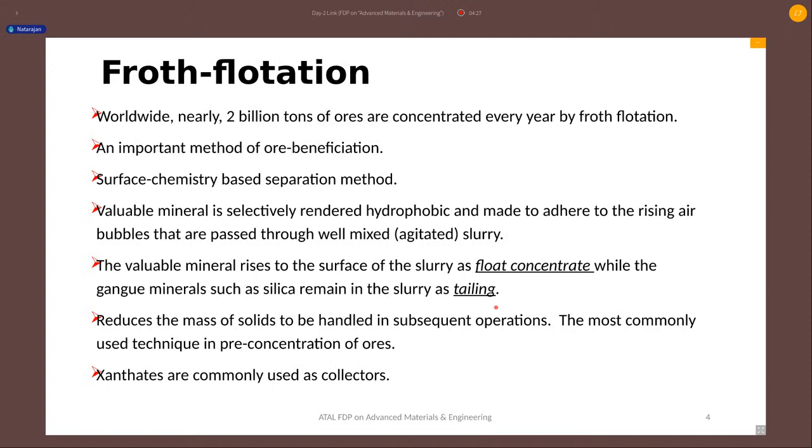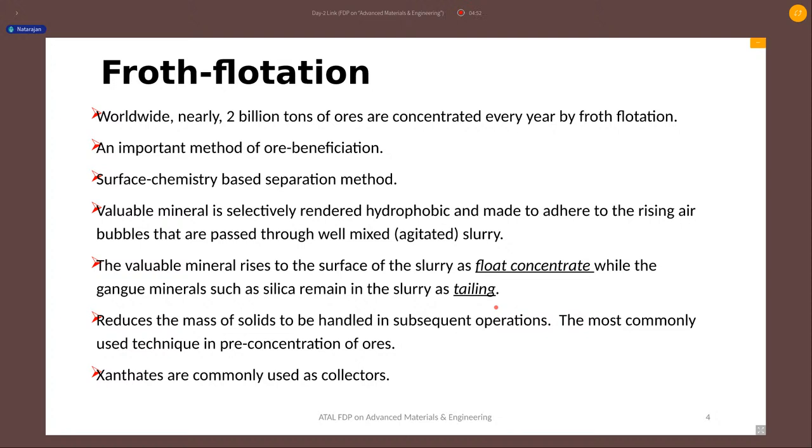Froth flotation, as I said, is an important pre-concentration technique. Worldwide, 2 billion tons of ore are processed by froth flotation every year. An important method of ore beneficiation. Froth flotation is based upon the surface chemistry of the minerals. The valuable mineral is selectively rendered hydrophobic, so that it attaches itself to the rising air bubble.